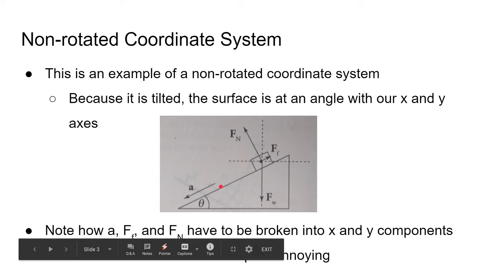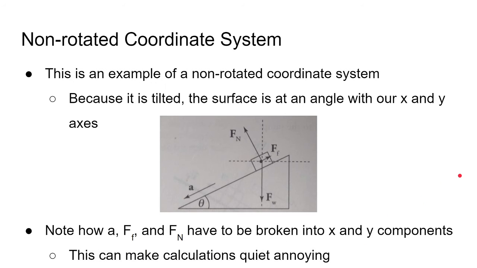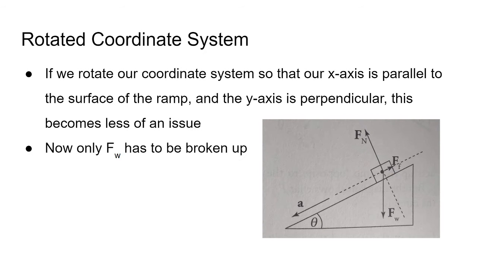Now this becomes a problem because they have to be broken up into x and y components, and that just makes calculations really annoying. So, to solve this, all we have to do is rotate our coordinate system. If we rotate our coordinate system so that our x-axis is parallel to the surface of the ramp and the y-axis is perpendicular, this becomes much less of an issue.